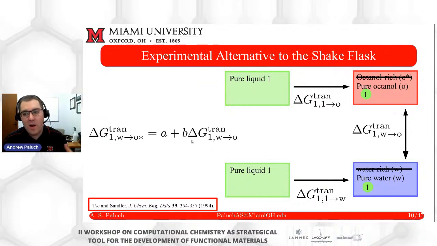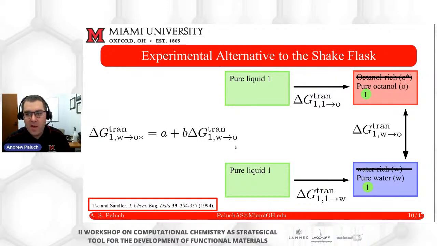And so how they expressed it is essentially they assumed that my transfer free energy of interest, going from water to water-saturated octanol, is linearly correlated with my transfer free energy from water to pure octanol. So effectively they're assuming that the transfer free energy from pure liquid to water-saturated octanol could be approximated as a linear combination of the transfer free energy from pure liquid to pure octanol and pure liquid to pure water, which they write here as saying the transfer free energy from water to water-saturated octanol is linearly correlated with the transfer free energy from water to pure octanol.